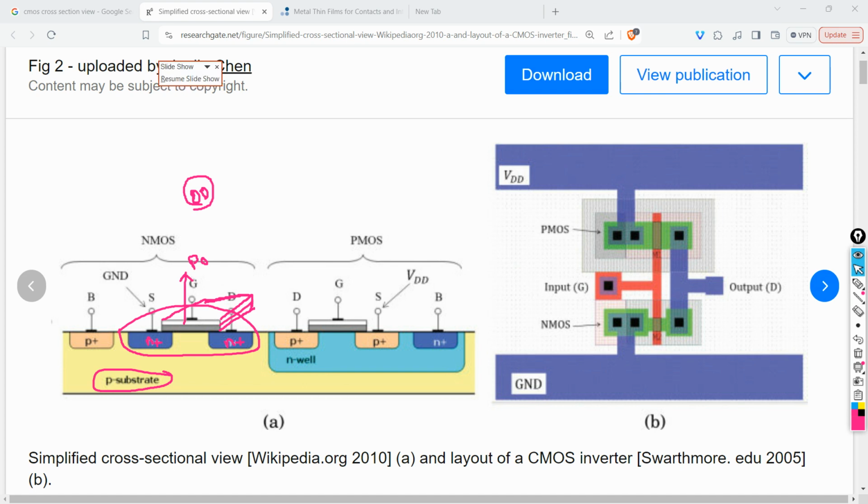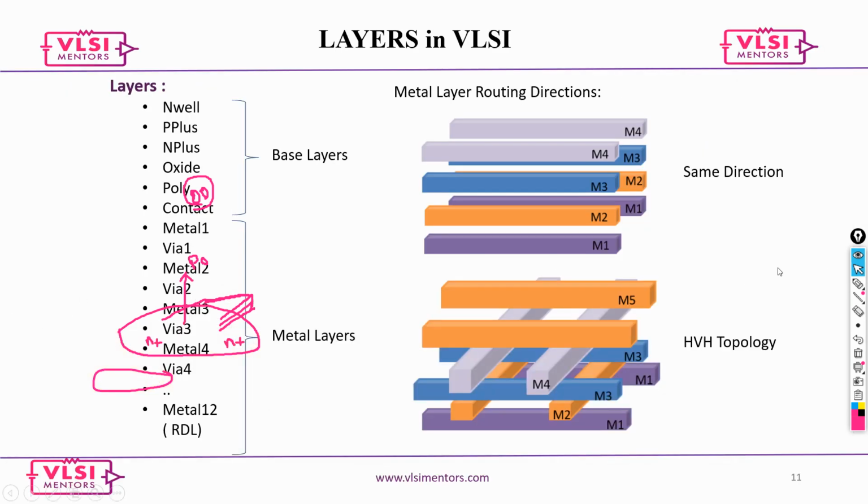So let's look at these layers and then we'll talk about it. The first thing is, you don't need NWELL and P plus. The first thing you need is N plus, and then you need oxide diffusion, and then you need poly, and then you need contact. So all these layers you need to form an NMOS transistor.